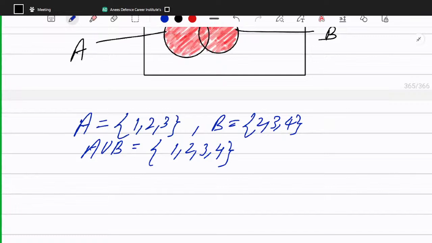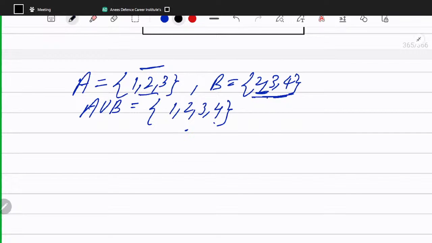This is A union B. Because here 1, 2, 3 lies in A, 2, 3, 4 lies in B, and 2, 3 lies in both A and B. That means this is A union B. The element of this set either lies in A, or lies in B, or lies in both A and B. This is the collection of all those elements.